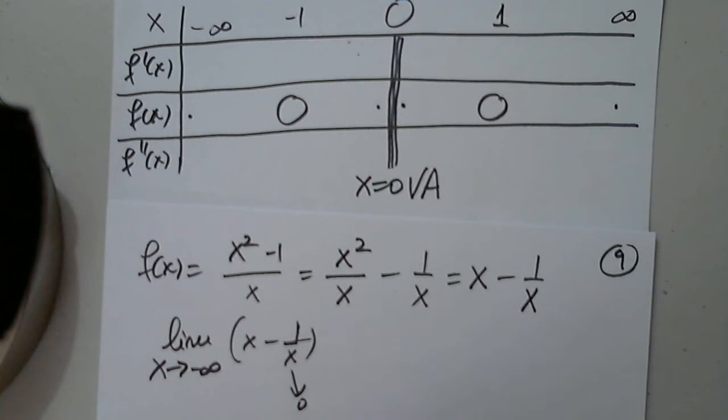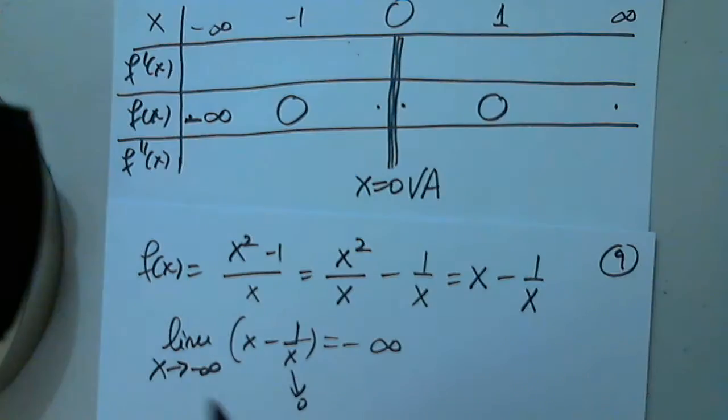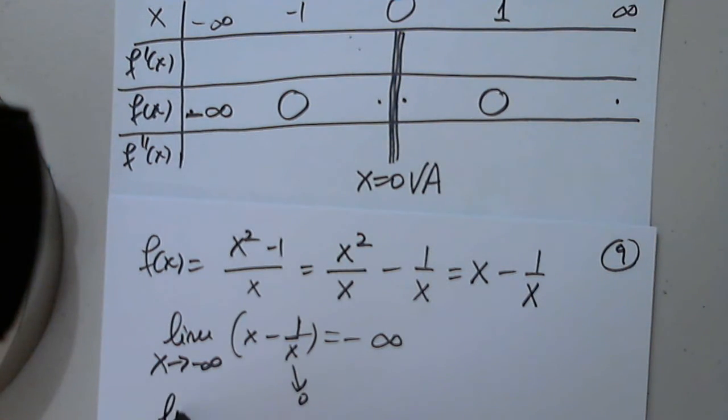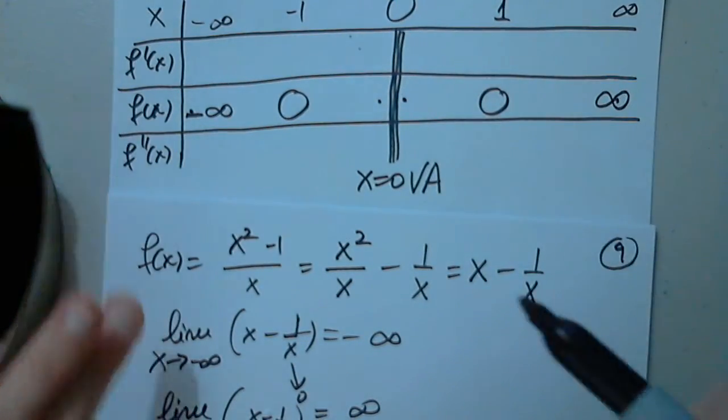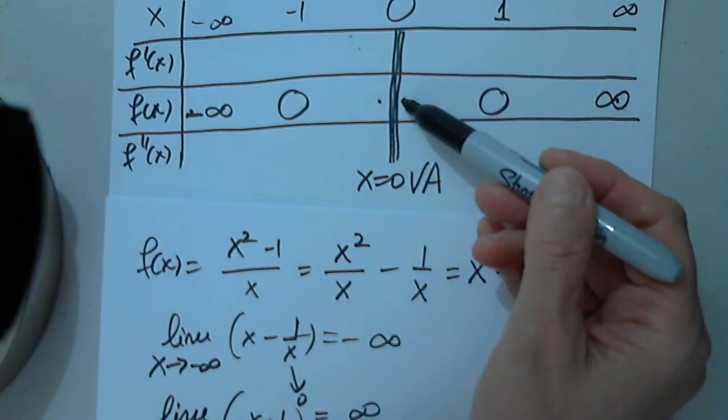But then this approaches negative infinity. The same way, the limit as x approaches infinity of x minus 1 over x, is infinity. For the same reason. Because this approaches 0, and when x approaches infinity, the whole thing approaches infinity. So I found these limits. I know that this is a vertical asymptote, but that's not sufficient. I have to find the limits.